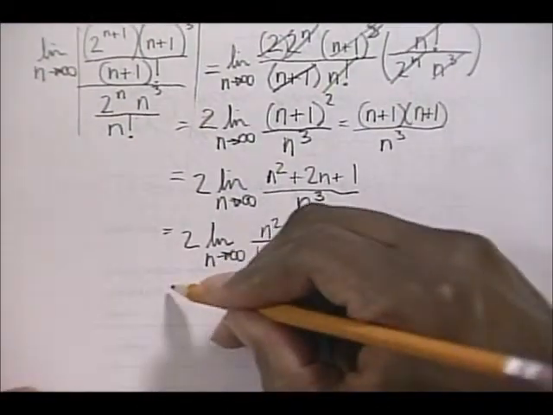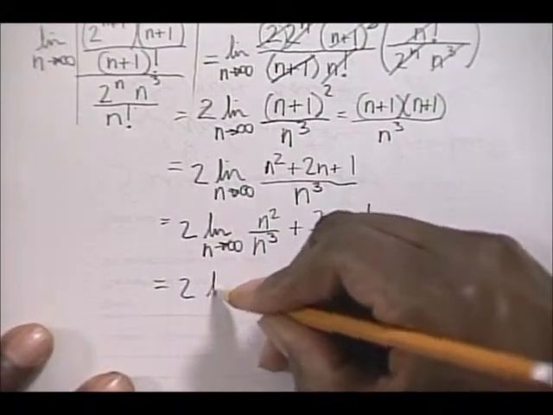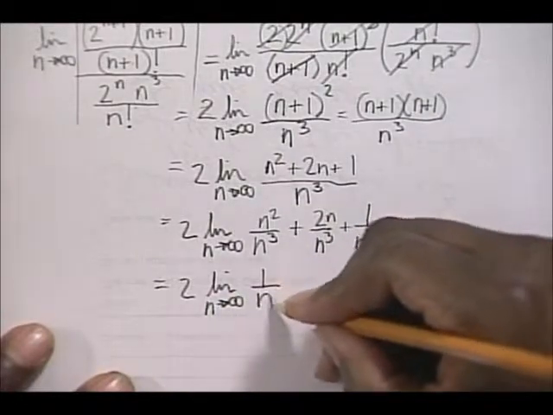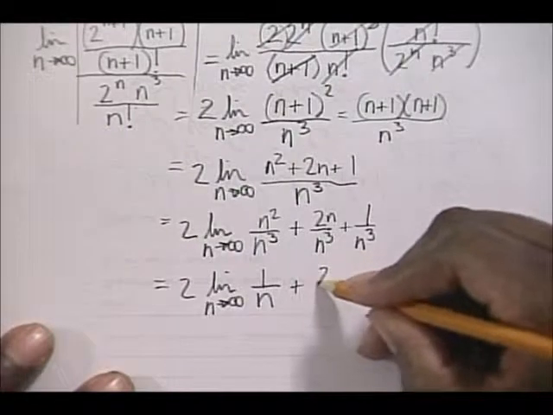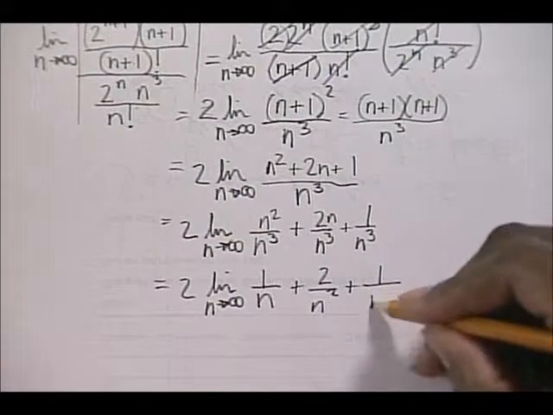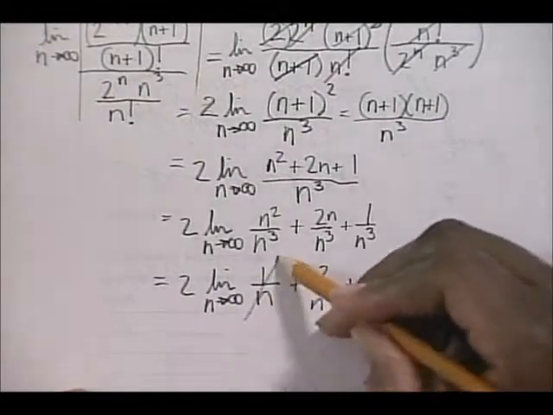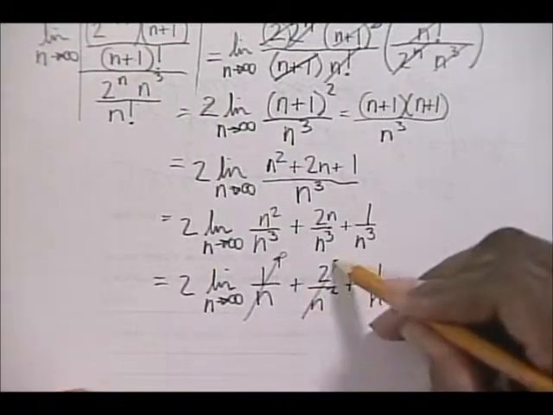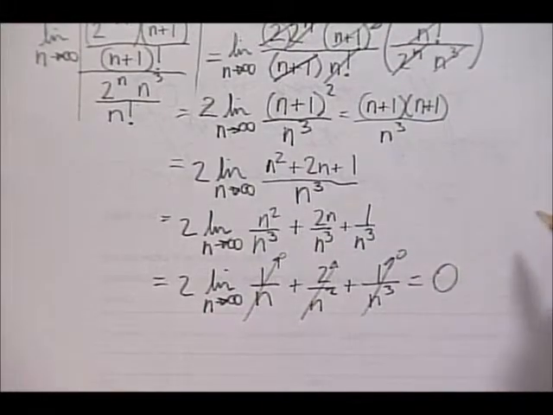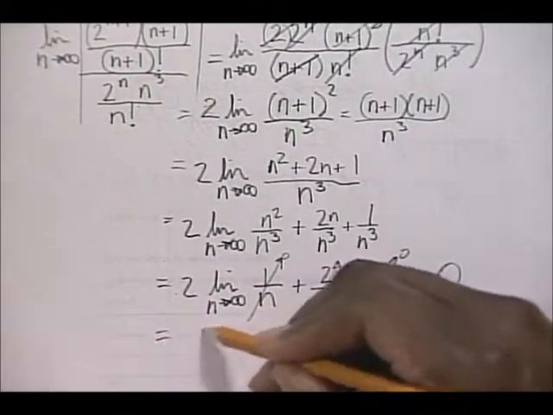All right, let's just take it one more step. You end up with 2, and you evaluate the limit as n approaches infinity of 1 over n plus 2 over n squared plus 1 over n cubed. Now it's very, very easy to evaluate the limit. As n approaches infinity, this is approaching 0. So is this. So is that. Hopefully you see that the limit is 0. The limit of this is 0, and then 2 times 0 is just 0.